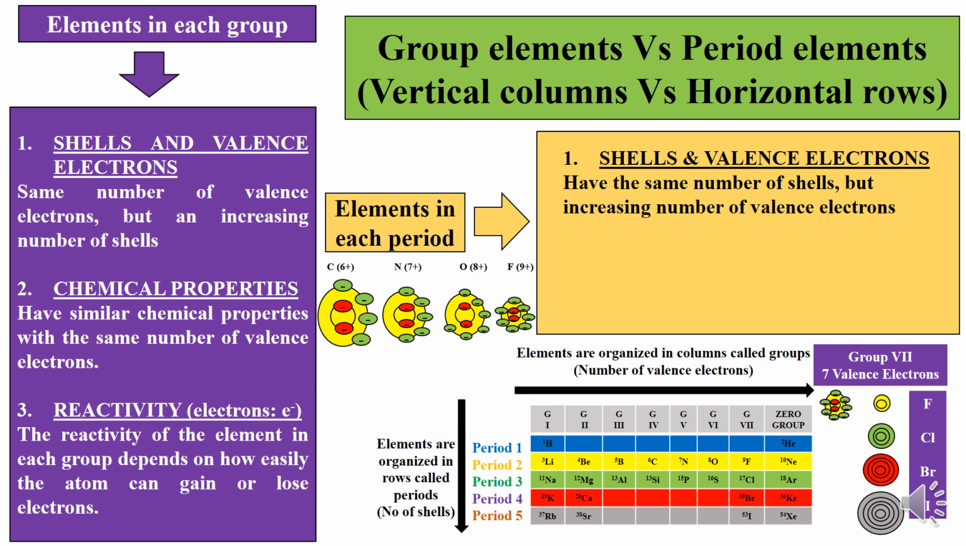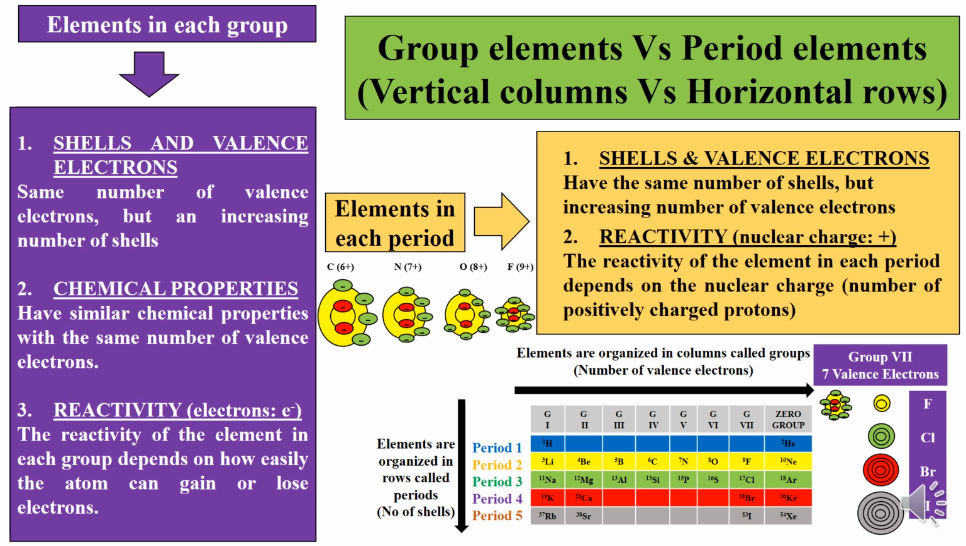Carbon has 4 valence electrons, nitrogen has 5 valence electrons, oxygen has 6 valence electrons, while fluorine has 7 valence electrons. So as you move from left to right in the periodic table, the number of valence electrons increases. So we are specifically talking about period 2 elements. And what about the reactivity?